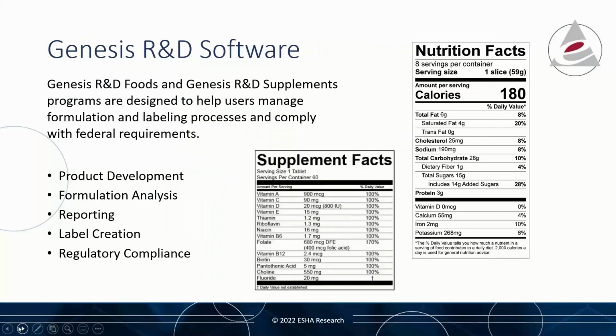And I just want to mention our software. If you're not already familiar with the ESHA Genesis R&D Foods or the Genesis R&D Supplement software, these are our product formulation and labeling programs. The Genesis programs are used for recipe or formula development, nutrition analysis, and nutrition facts or supplement facts creation. They also include features to prepare ingredient statements, allergen statements, nutrient content claims, and other regulatory aspects of labeling.